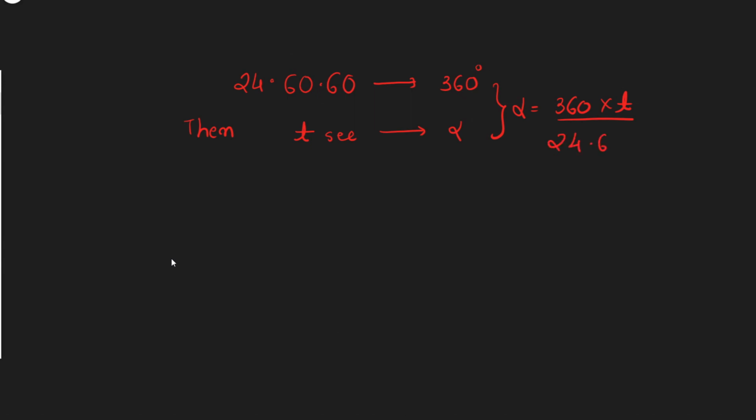To find the value of alpha: in 24 hours, our Earth takes a round of 360 degrees. So here we have a time t and we want to find the angle alpha. So alpha is equal to 360 into t divided by (24 into 60 into 60). So the value of alpha will become t divided by 240 degrees, and that is what we are using now.